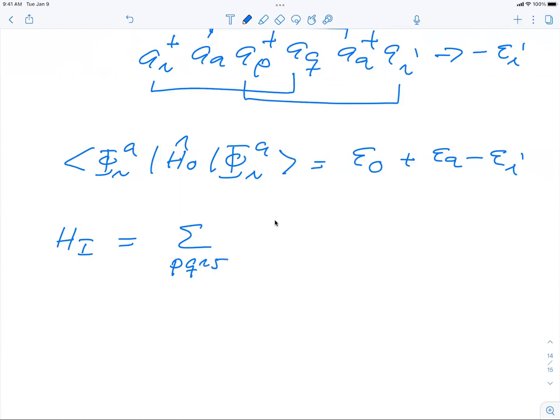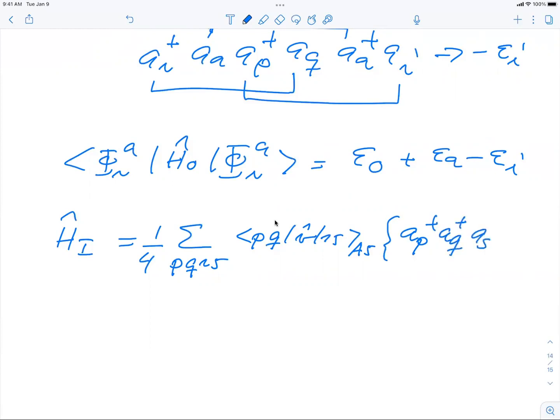But I'm going to just give you the general expression here. So we would have a factor 1/4, and we use anti-symmetrized matrix elements of RS. So this is an operator, anti-symmetrized. And then we have an a_P dagger. We have this notation that this is normal ordered with respect to the new vacuum. And this is a_S, a_R.